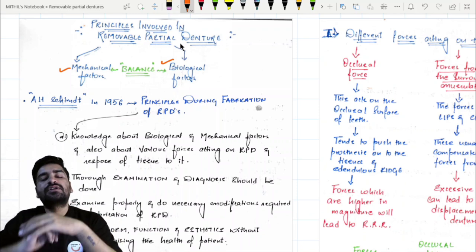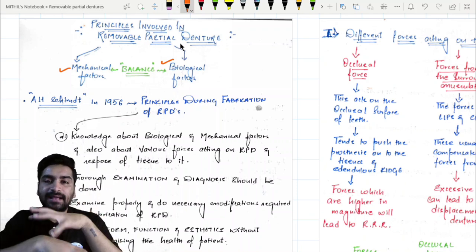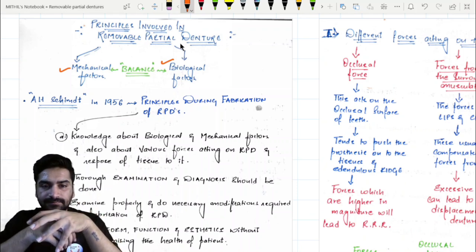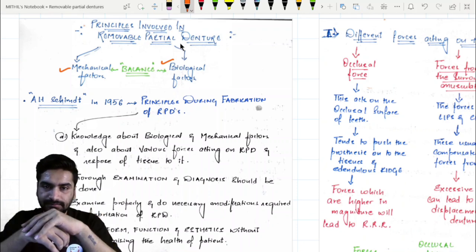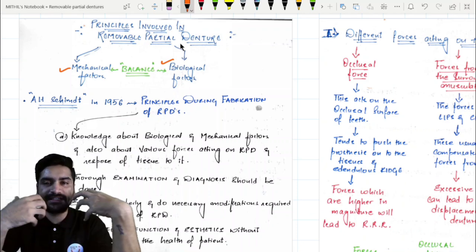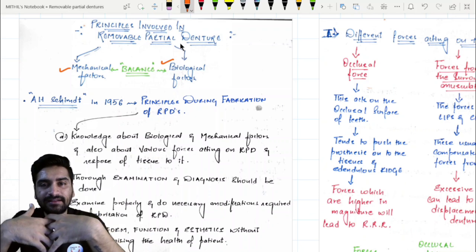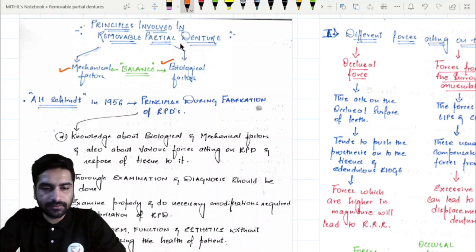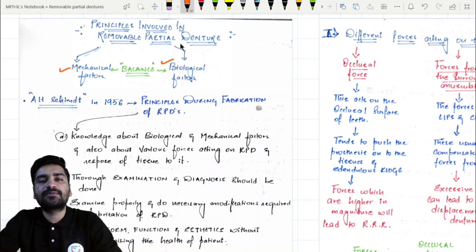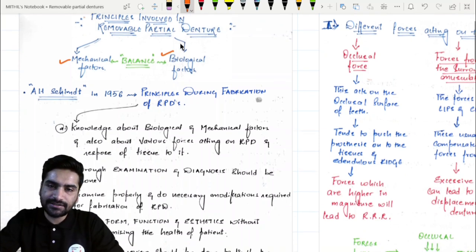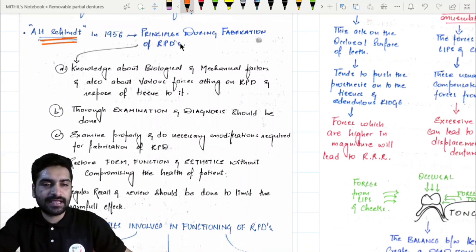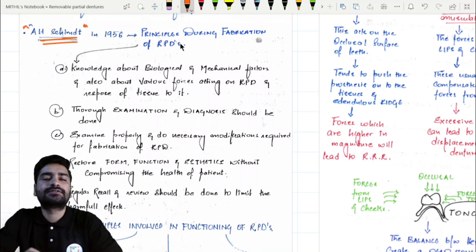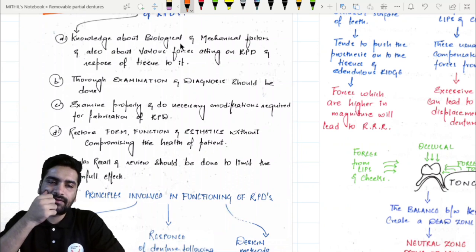Now between these mechanical and biological forces, there should be a balance. There should be a balance between the biology and the mechanics. That is where the prosthesis becomes successful. So in 1956, A.H. Smith was the first one who came up with the principles of fabrication of a removable partial denture. It is good if you remember this, A.H. Smith. Now he gave 5 points. What are those 5 points?